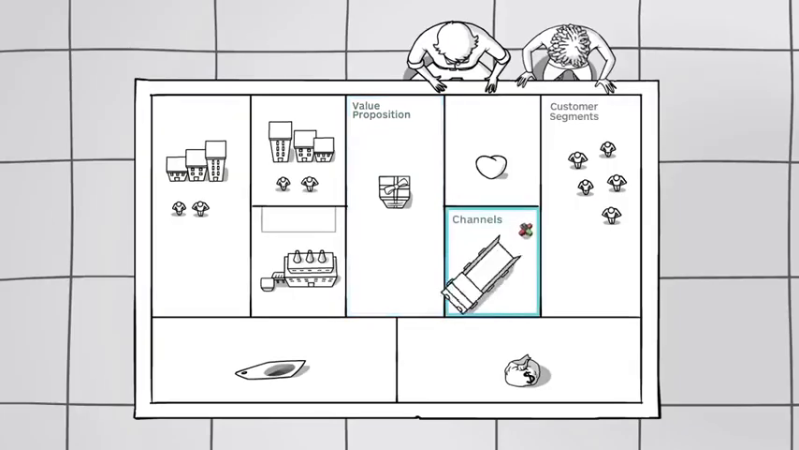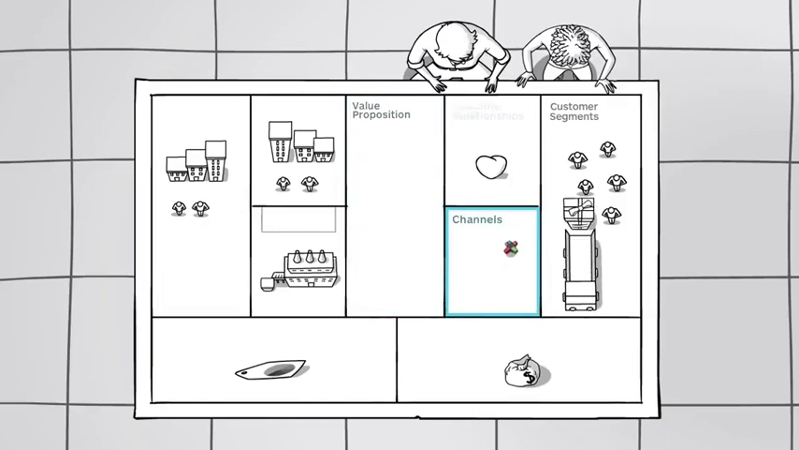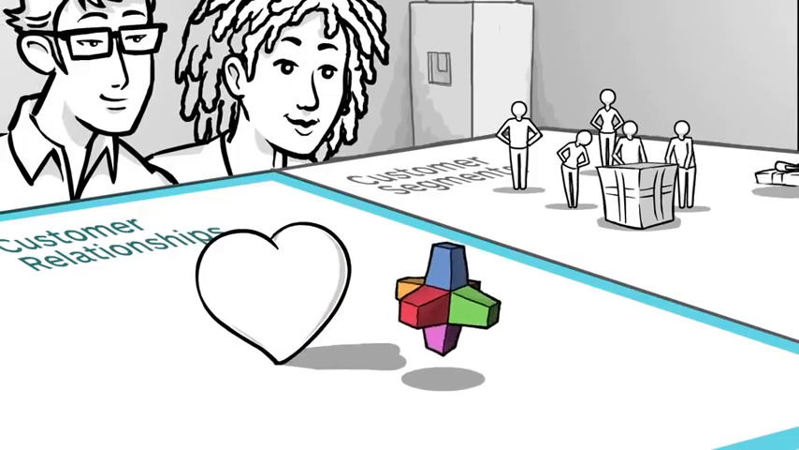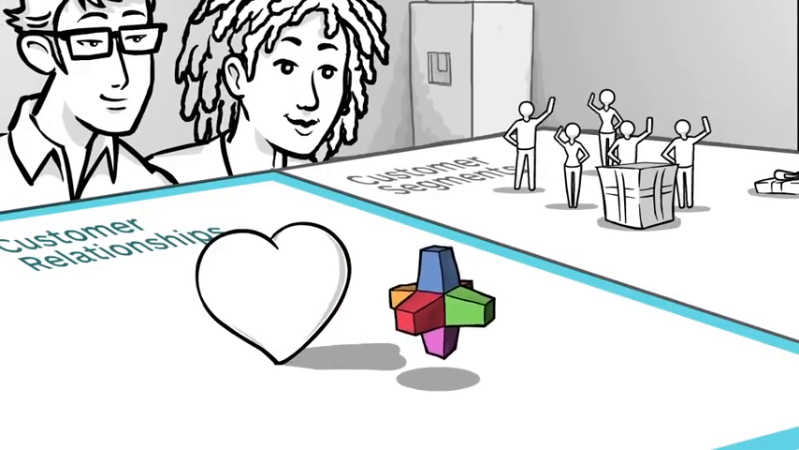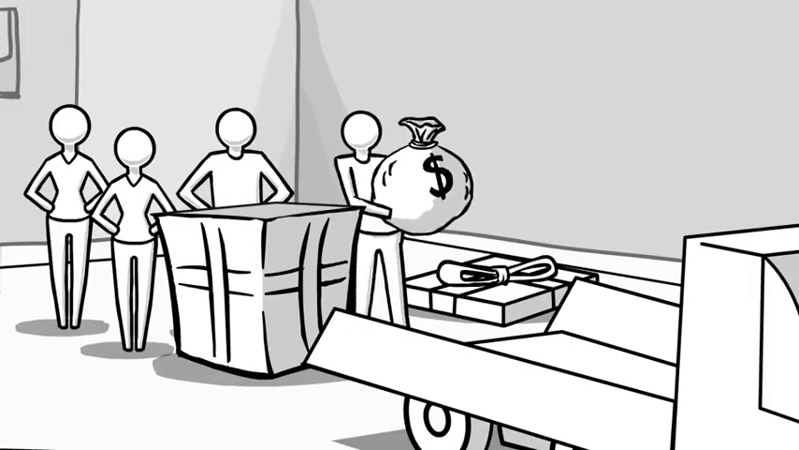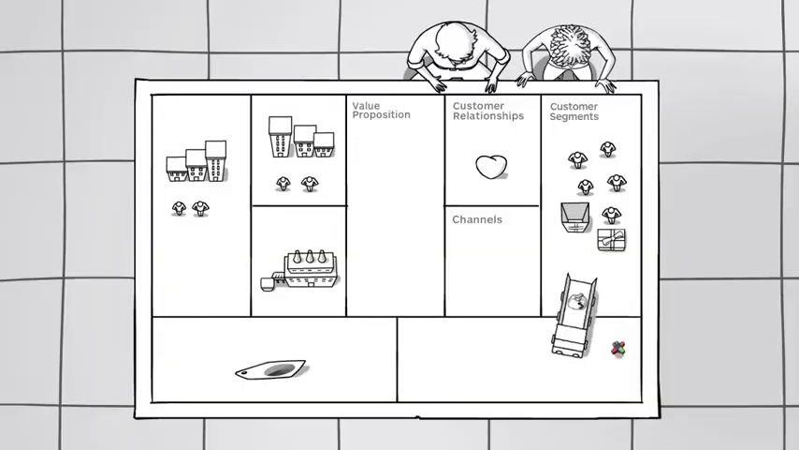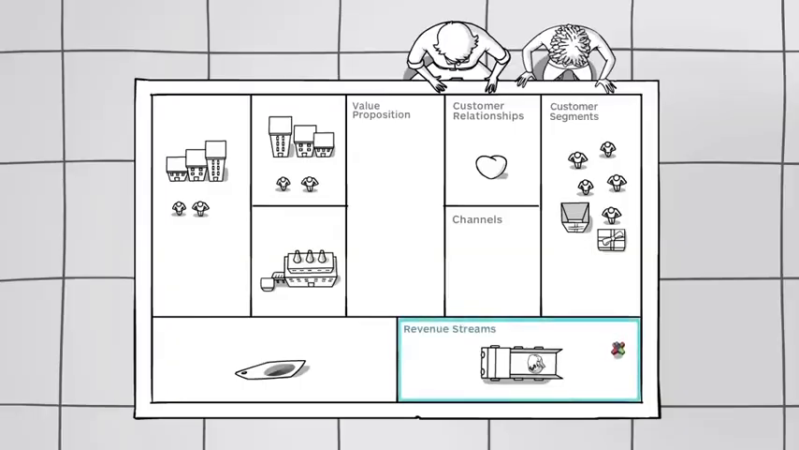Channels describe through which touchpoints you're interacting with customers and delivering value. The customer relationships outline the types of relationships you're establishing with your customers and how you're acquiring and retaining them. Pricing mechanisms through which your business model captures value are documented under revenue streams.